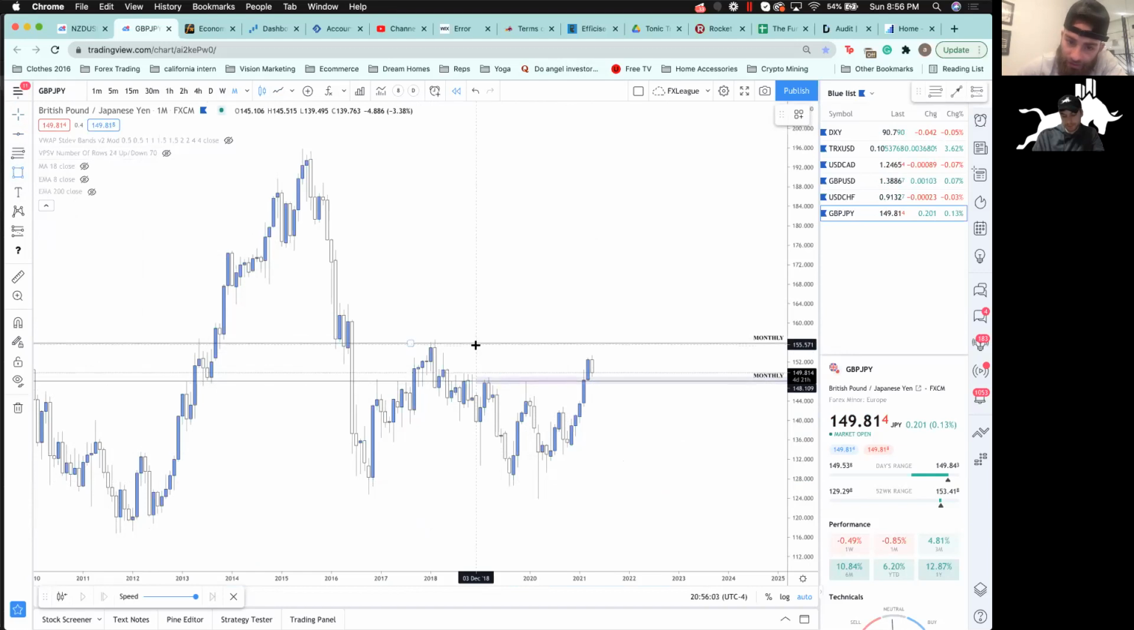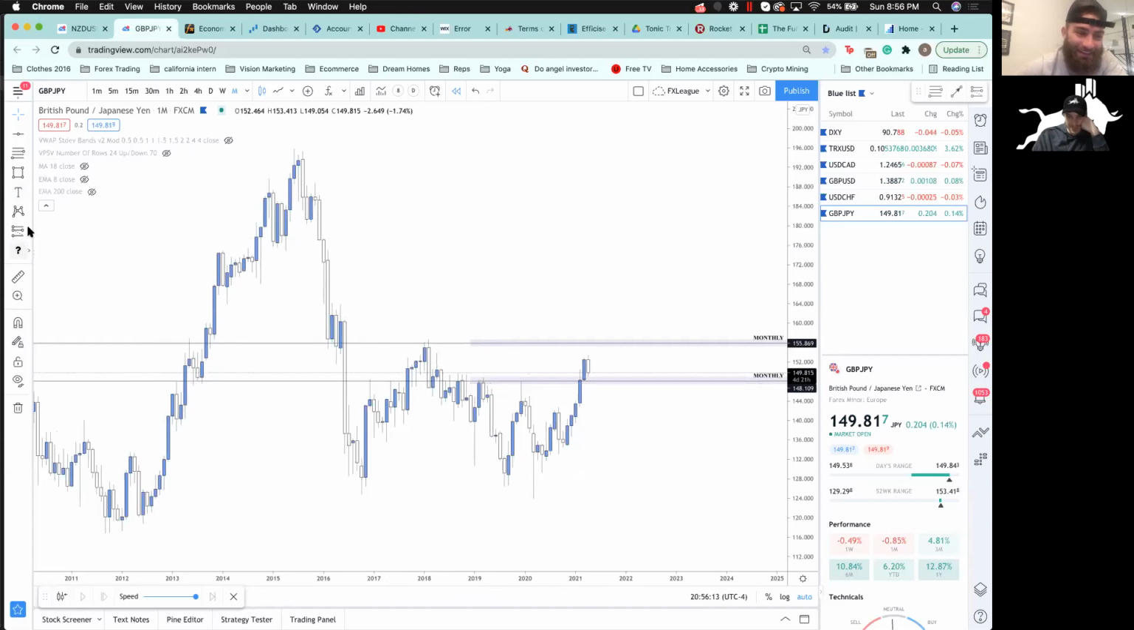Again, I just figured out that you can do this extending thing on the rectangles. Man, it's a game changer. Oh yeah. It changes everything. It literally changed everything. I think I'm going to be 10 times more profitable now. At least. At least.